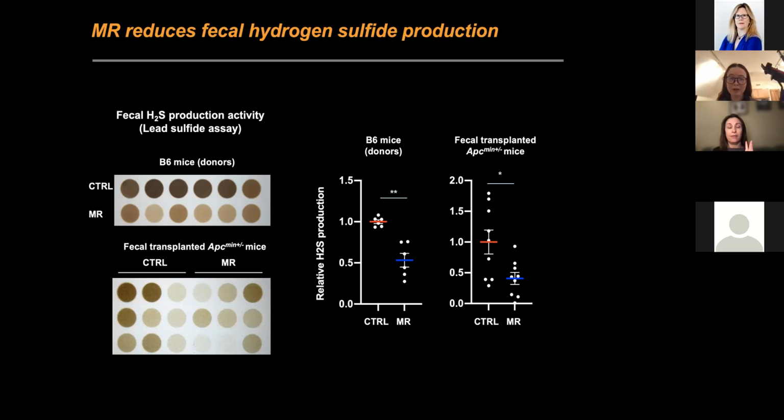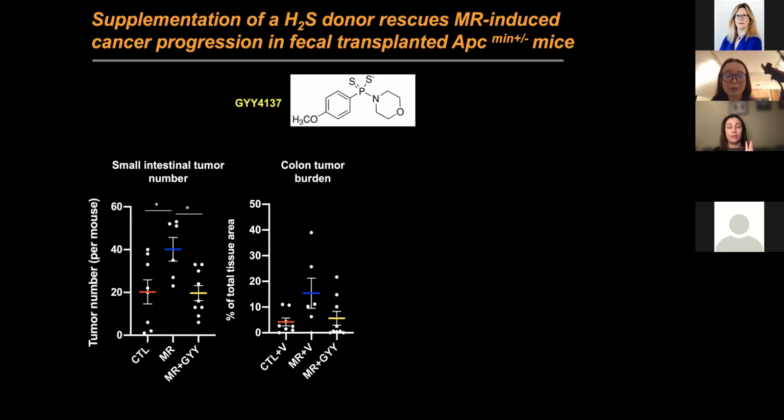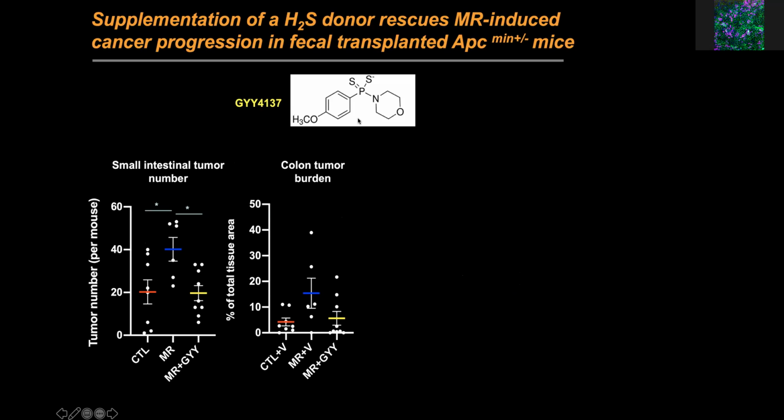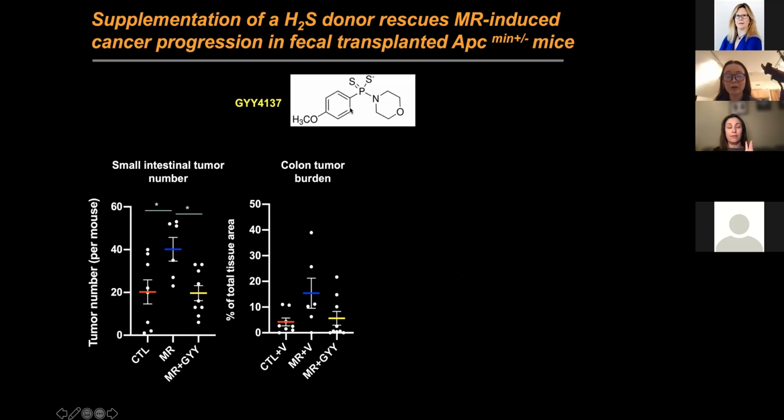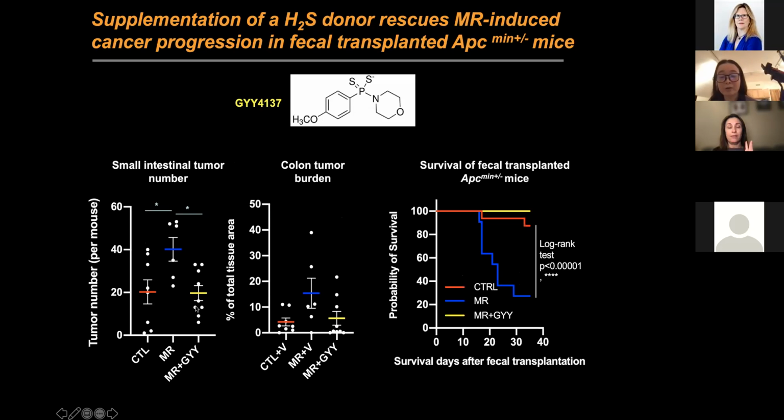To test our hypothesis, we supplemented mice transplanted with feces from methionine restricted donors with GYY4137, which is a water-soluble donor of hydrogen sulfide. As you can see here, this supplementation is able to rescue the increased tumor numbers in the small intestine and dramatically rescue their health span.